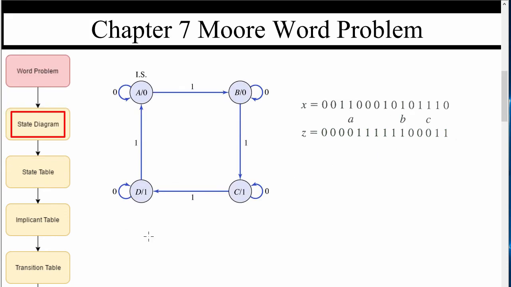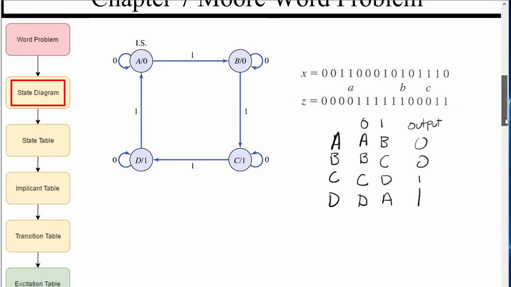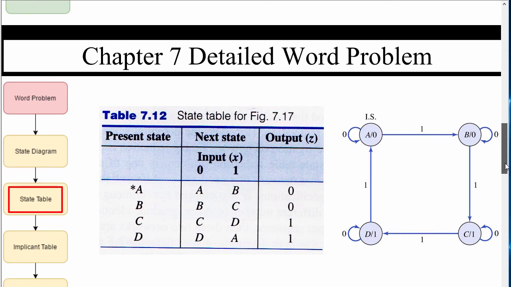Okay, so the next step is to draw the state table. Well, that's going to be pretty easy. Let's see, we have A, B, C, and D. We have just one input. It could be a value of 0 or 1. We're going to stay at A if it's a 0, stay at B if it's a 0, stay at C if it's a 0, stay at D if it's a 0. And if it's a 1, we're going to go to B. And for B we get a 1, we go to C. And for C we get a 1, we go to D. And for D we get a 1, we go to A. And then our output is going to be 0, 0, 1, 1. Let's check. Yep, stay home, move in a circle, 0, 0, 1, 1.